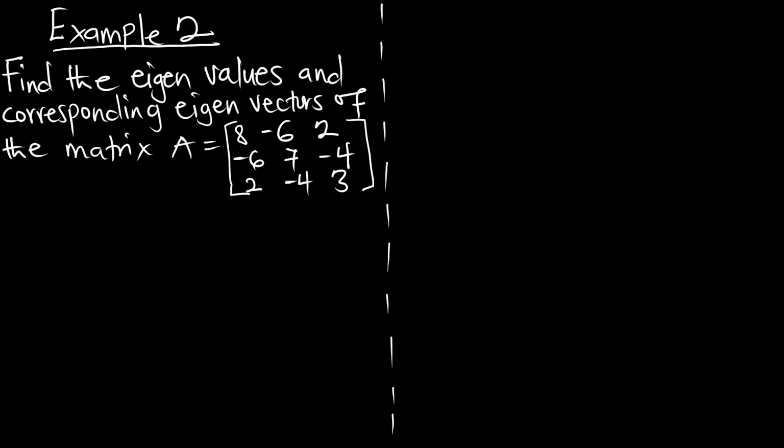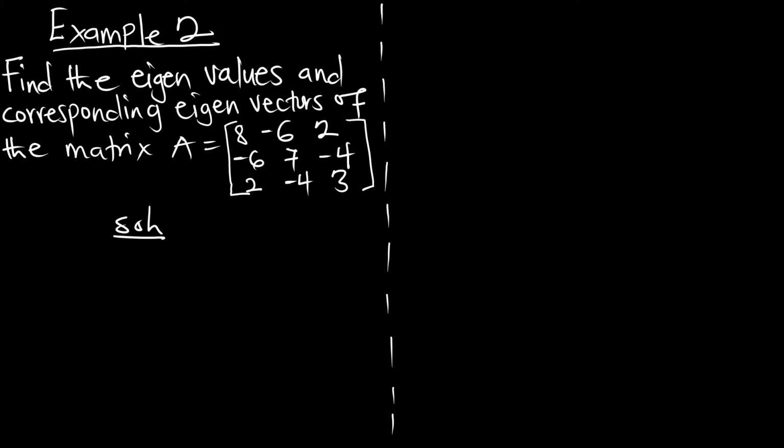Welcome to Einstein's Mechanics. In this episode, we are going to solve the second example on eigenvalues and eigenvectors for a 3 by 3 matrix. So we have the question: find the eigenvalues and corresponding eigenvectors of the matrix A given. So we have the matrix and we have to find the corresponding eigenvectors for the eigenvalues we will obtain for the matrix. So straight away, let's look at how best we can do it.